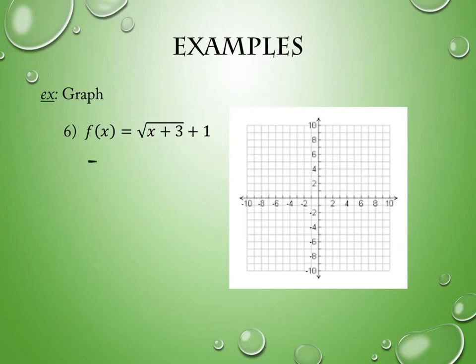Same idea. My first point I want to choose what makes the underneath of the radical equal to 0. So what number would that be? It would be negative 3. What is negative 3 plus 3? 0. Square root of 0 is 0. Plus 1 is 1.